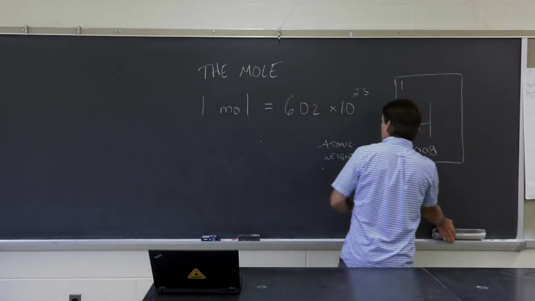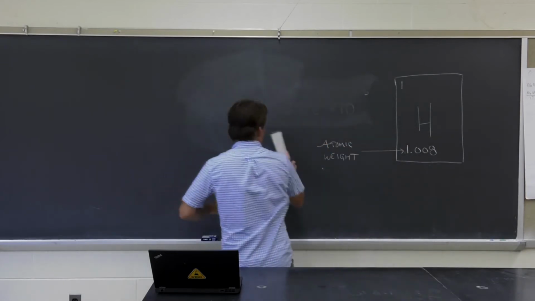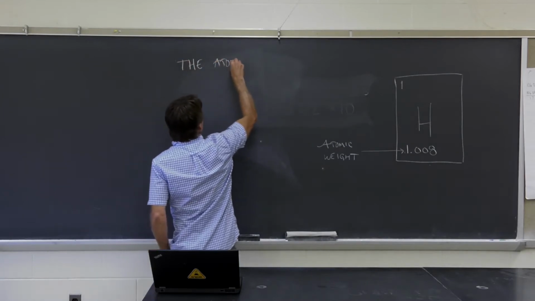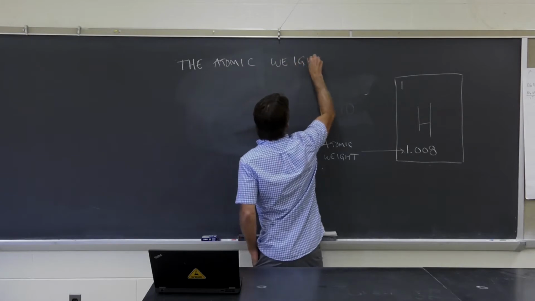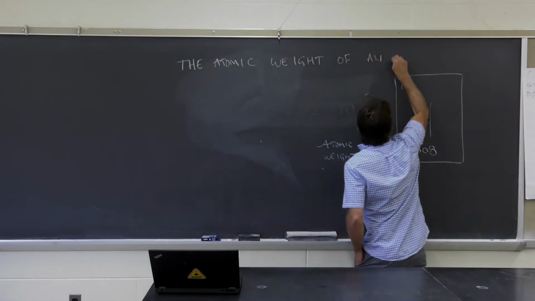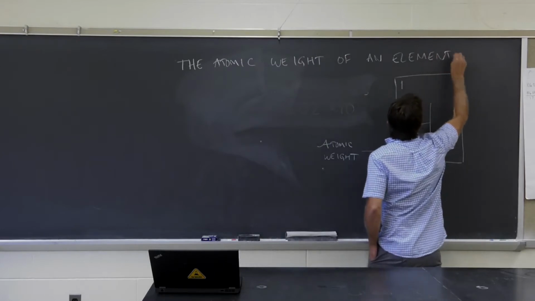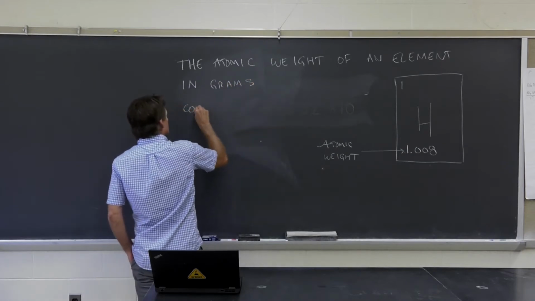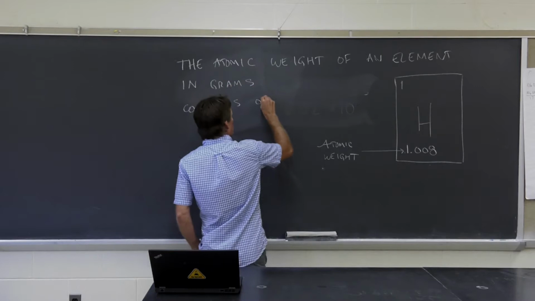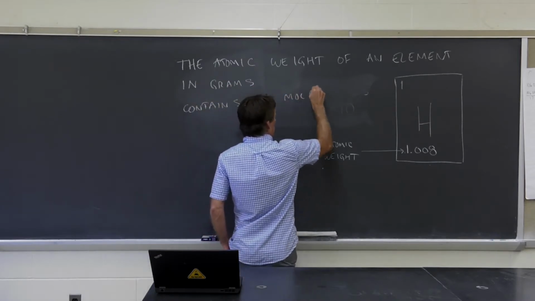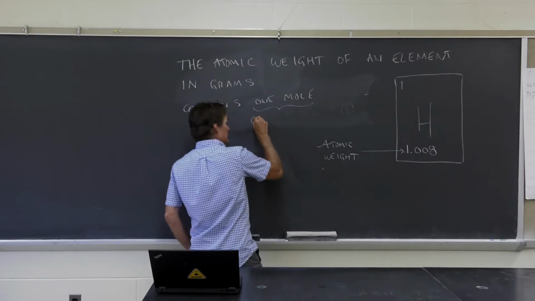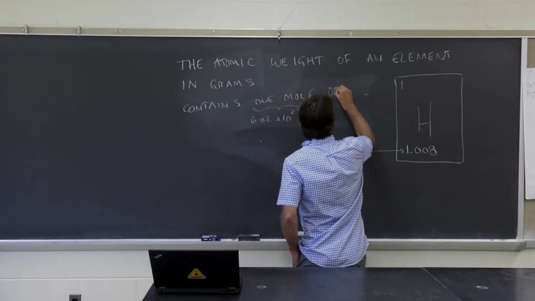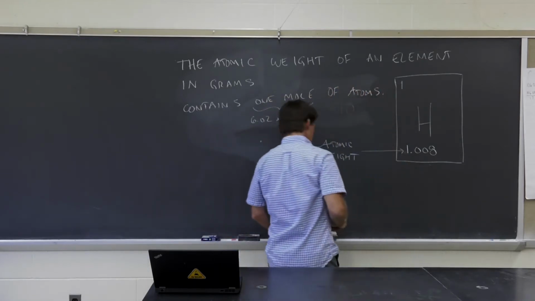And so I'll just write this here, that the atomic weight of an element in grams contains 1 mole, or that's the same thing as 6.02 times 10 to the 23, that very large number of atoms. So it's really slick.